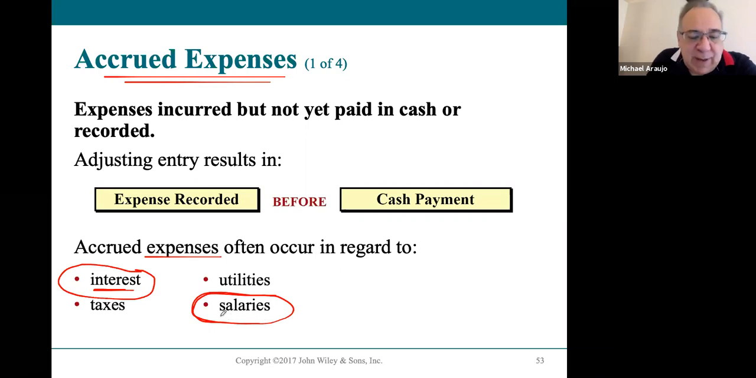So you have to expense those salaries in October, even though you're not going to pay those employees until November, which is the next payday. And this is basically the two that this book focuses on. So one at a time.